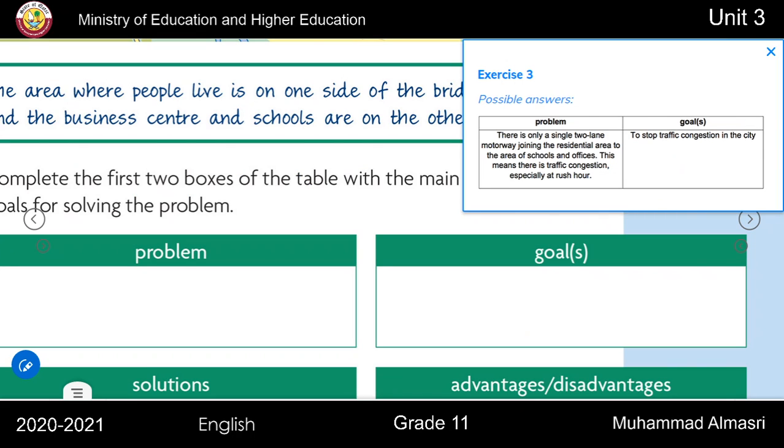Let me show you some possible answers. Problem: there is only a single 2-lane motorway joining the residential area to the area of schools and to offices. This means there is traffic congestion, especially at rush hour. Goals: to stop traffic congestion in the city.